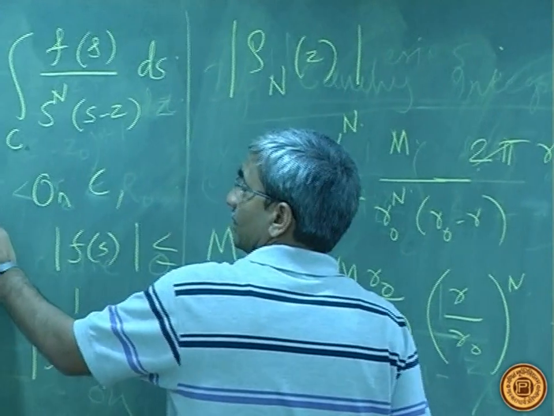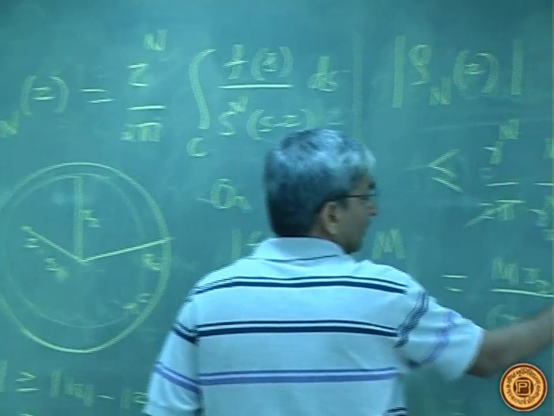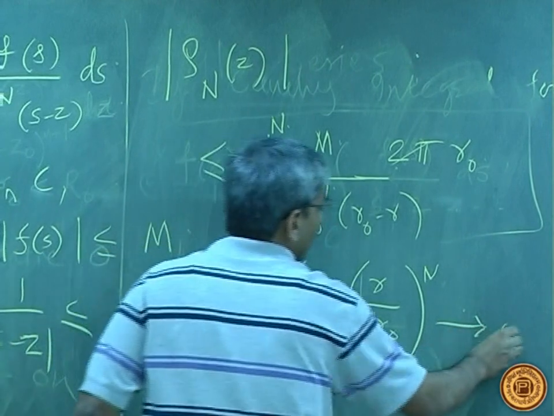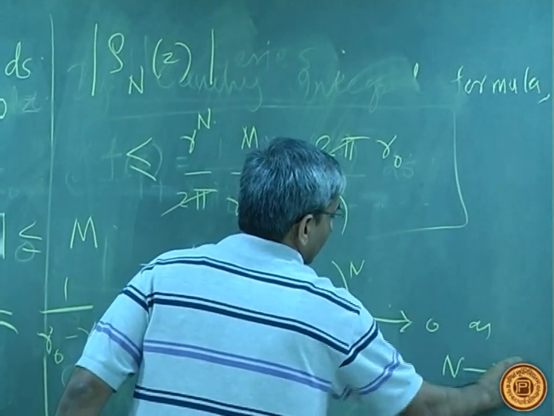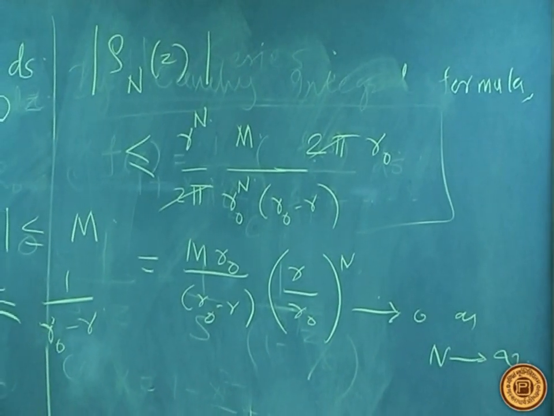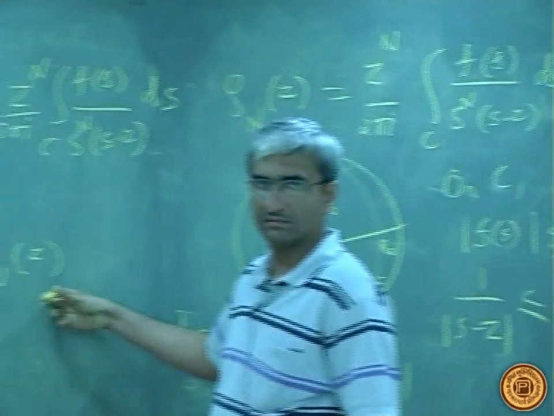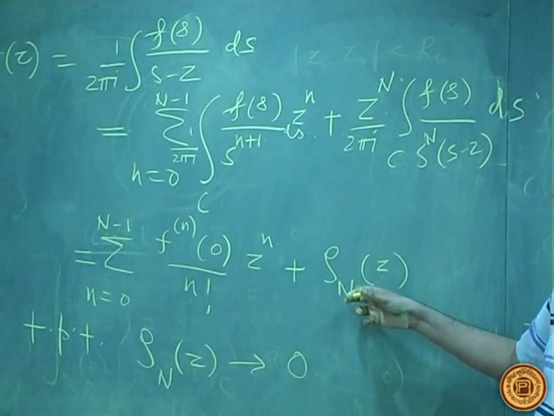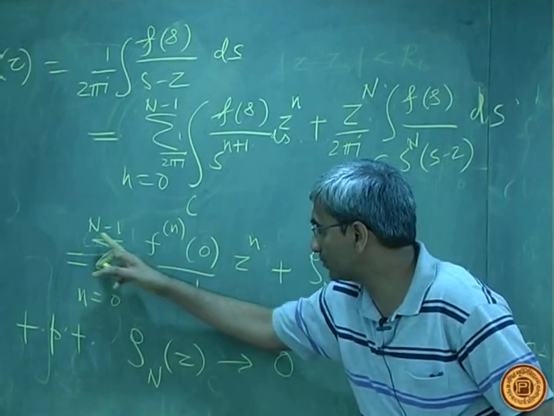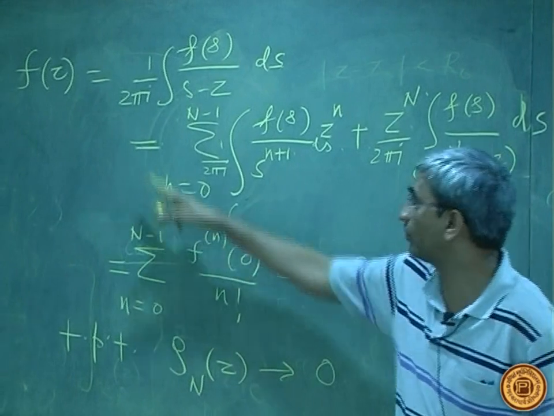See this picture again. R naught is bigger than R. Now come here again. So R by R naught is less than 1, and therefore this goes to 0 as n goes to infinity. So mod rho and Z goes to 0. Now come to this side again. So we have shown this. The series on the right hand side, as n goes to infinity, this goes to 0, which means this series with n from 0 to infinity converges to Fz.